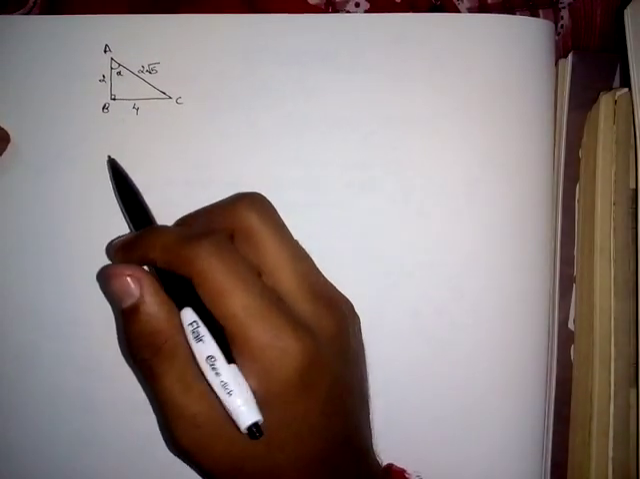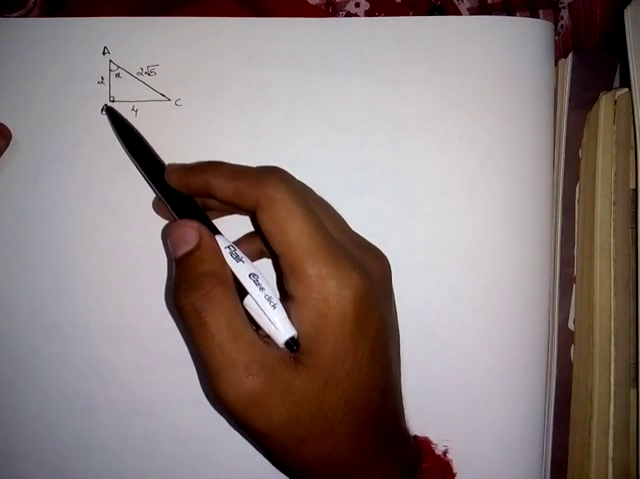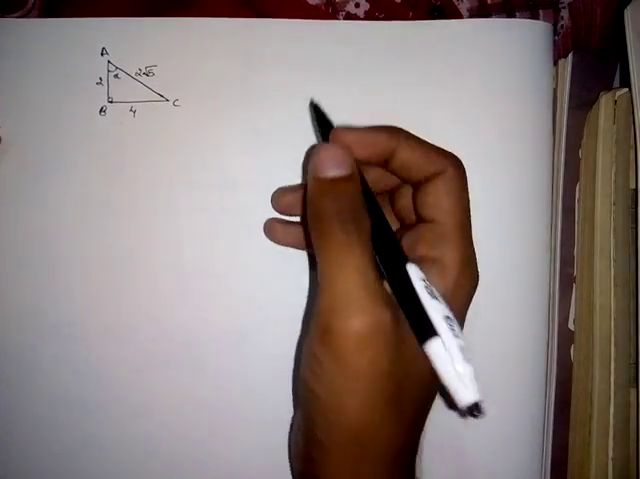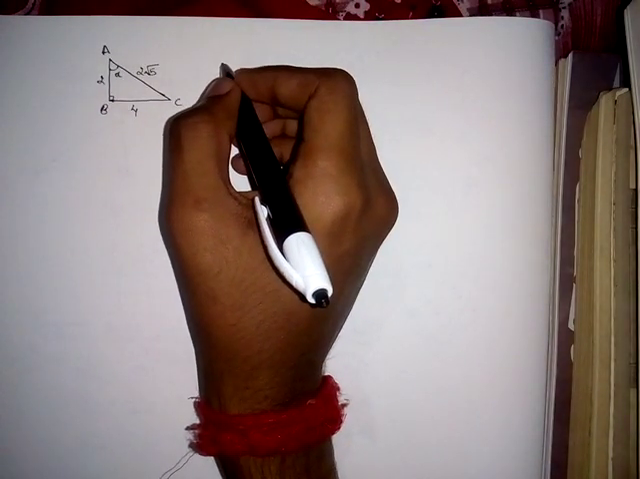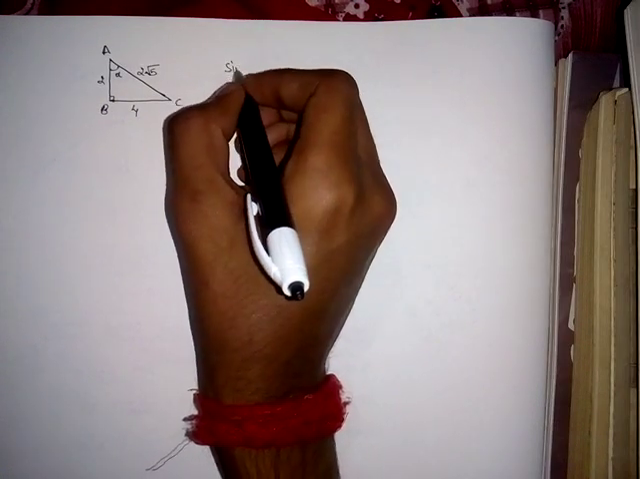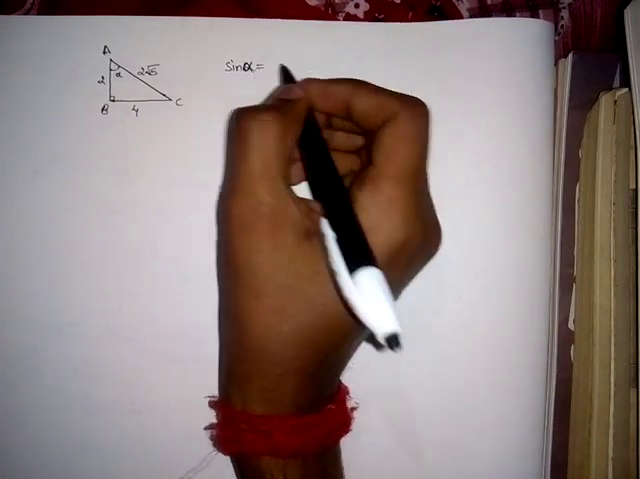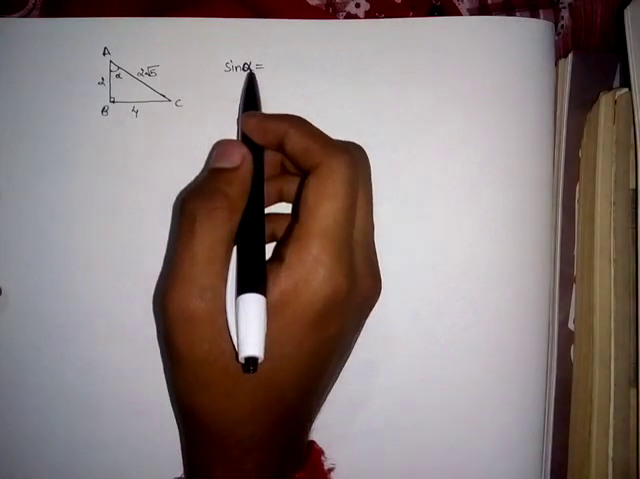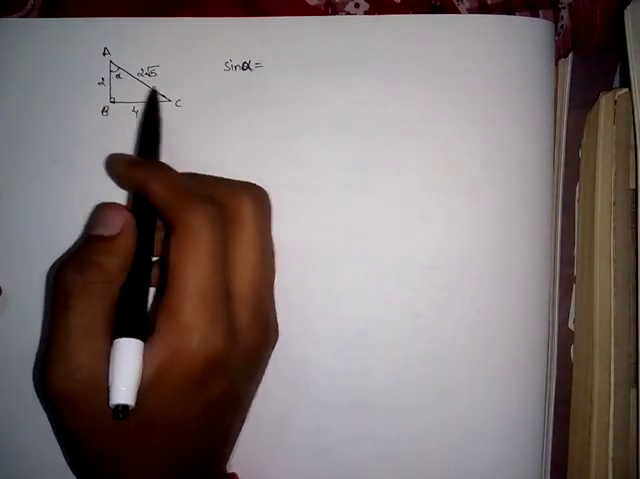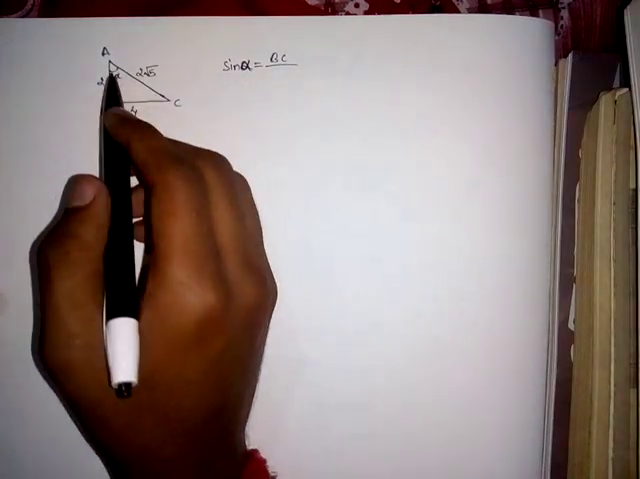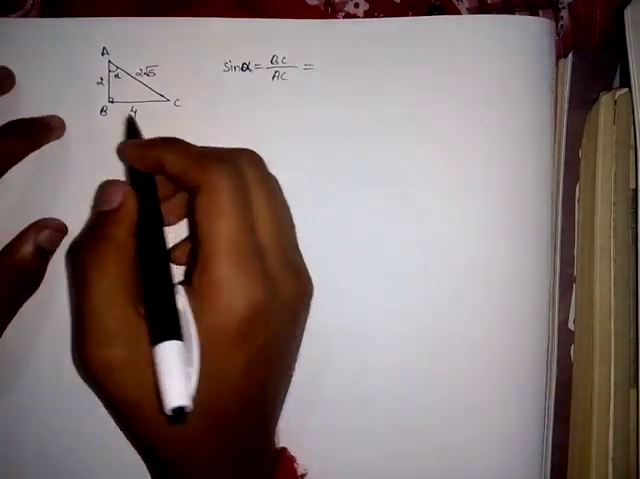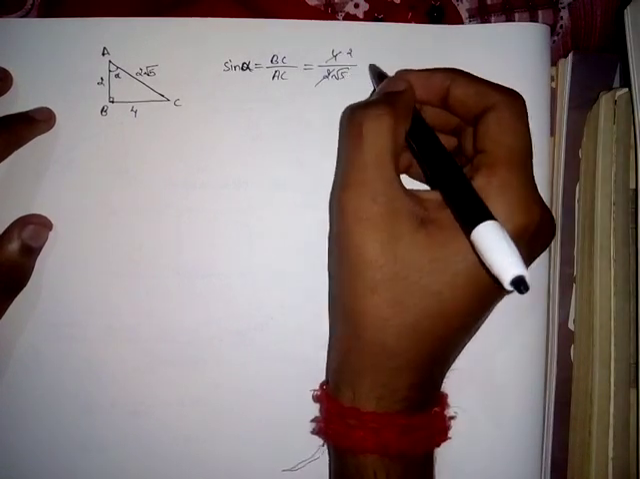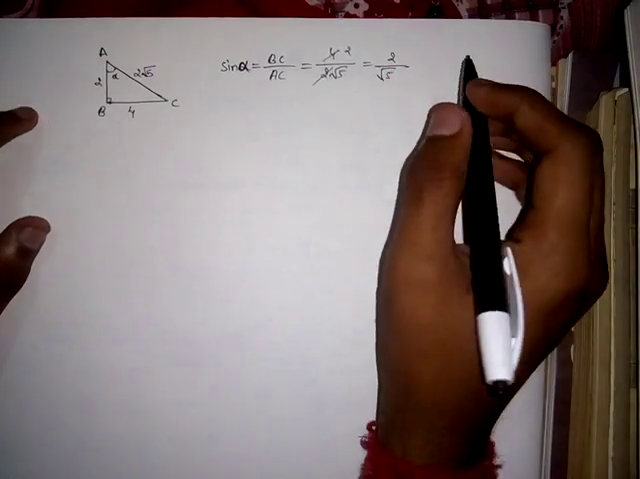You're given a right triangle with side AB equals 2 units, BC equals 4 units, and therefore AC is equal to 2 root 5 units. We want you to find the sine of angle alpha. We know that sine theta is equal to opposite over hypotenuse, so sine of angle alpha will be opposite, which is BC, over hypotenuse AC, which is 4 over 2 root 5. We'll get 2 over root 5.